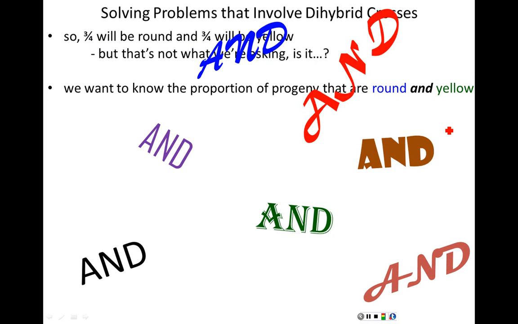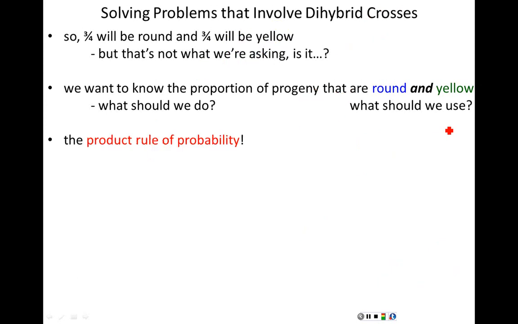A little voice in the back of your head should be whispering so sweetly, pleading with you, product rule, please don't forget the product rule. And you shouldn't. The product rule says that when we have AND events, we take the individual probabilities of the individual events and we multiply them. Well, what's the probability of being round? 3/4. What's the probability of being yellow? 3/4. We just demonstrated that with Punnett squares separately. But this is an AND event. What's the probability of being round and yellow?